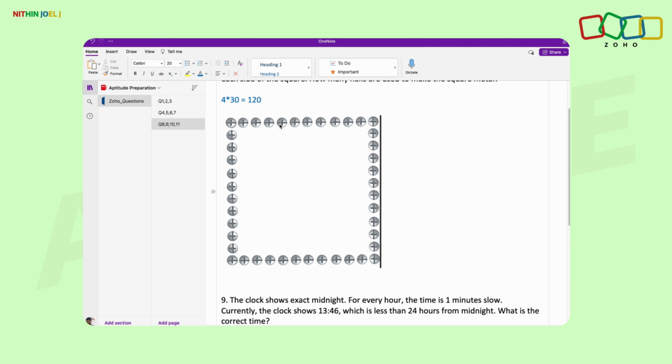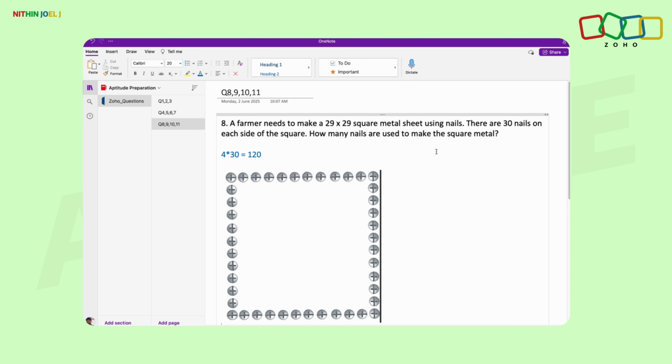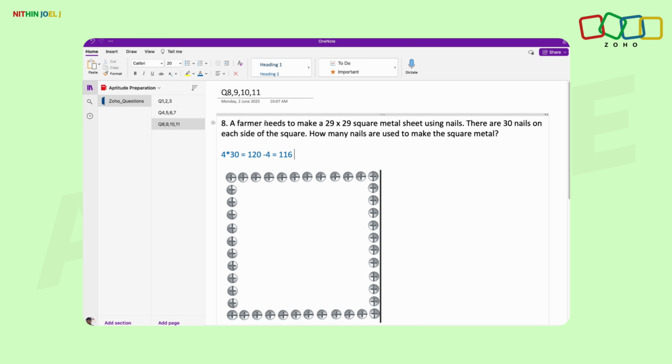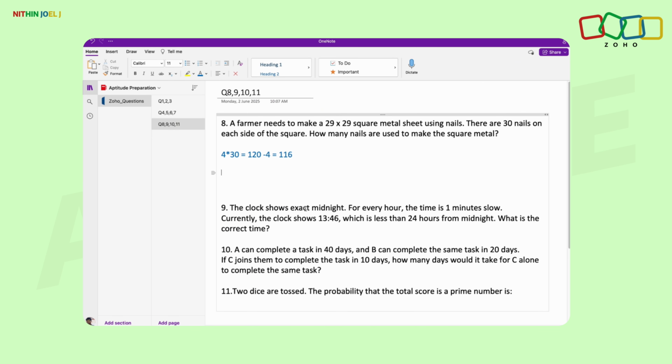So while counting row wise and column wise, we will count those corner nails twice over here. In the question they have clearly mentioned there are 30 nails on each side. So the top row has 30 nails, the bottom row has 30 nails, the left column has 30 nails, and the right column has 30 nails. While counting this, these corners will be counted twice. So our answer is not 120. We have to do minus 4 to remove those duplicate counts, which gives 116 as our answer. So the answer for the 8th question is 116.